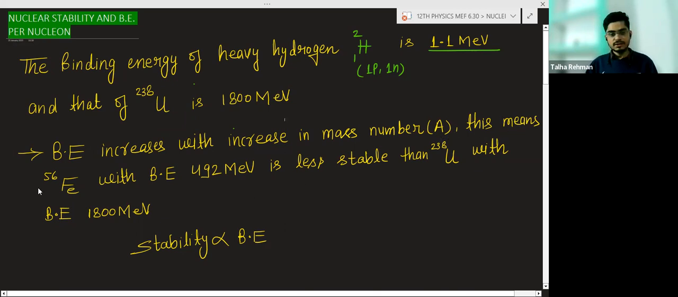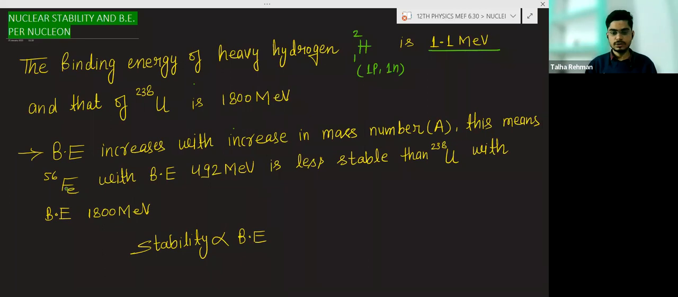This means iron 56, iron 56 is having the binding energy of this. So if we compare the nucleus stability of iron and uranium, uranium has the binding energy this, and iron has the binding energy this. Uranium has more binding energy, so uranium as compared to iron will be more stable. But this is not true. Stability does not depend upon the binding energy. Stability depends upon the binding energy per nucleon.